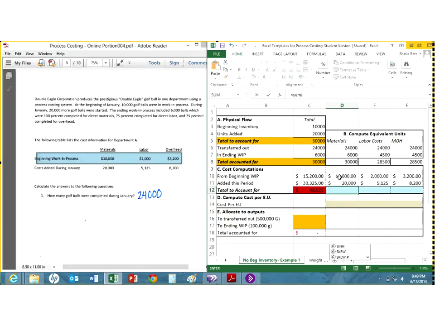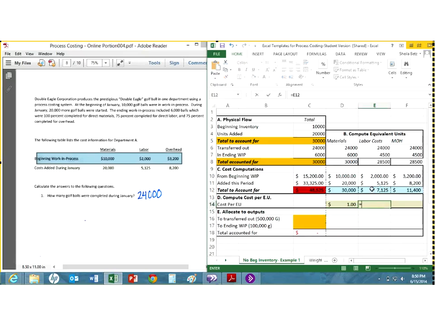Let's go through here and tally up the total amount of direct material cost, the total amount of labor cost, and the total amount of overhead. Okay? Now we can begin calculating our cost per equivalent unit. Once again, we'll calculate how much material we have in every golf ball. Well, we have $30,000 in material cost. We worked on a total of 30,000 golf balls. So that comes out to $1 of material cost for every golf ball.